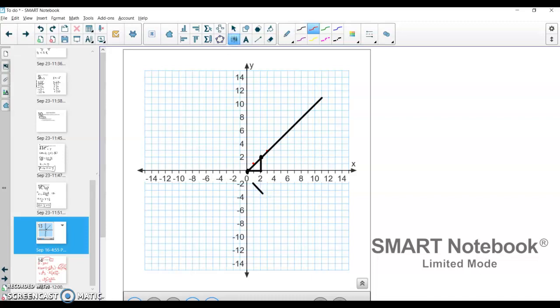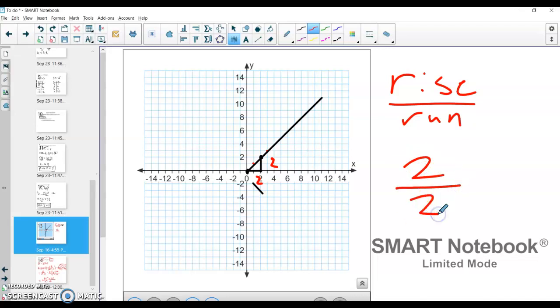Okay, so again, that was to the right, positive 2, and then up 2. Okay, and so the way we represent slope is rise over run. In our case here, the rise was a positive 2, the run was a positive 2. Now, they're both positive because when you go up, it's positive, and when you go to the right, it's positive.